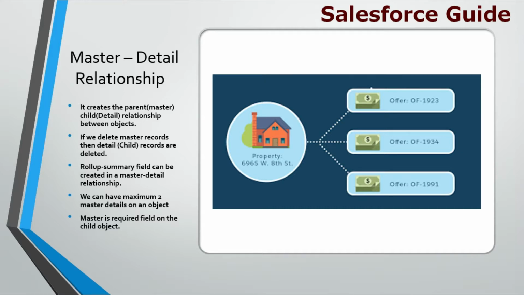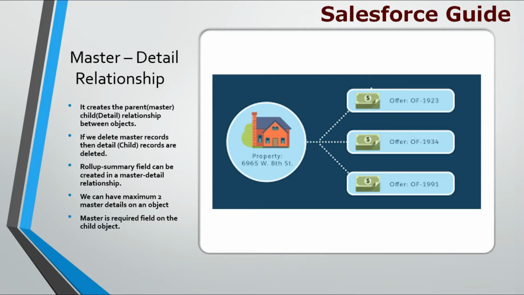Okay, so another benefit you get in the master-detail relationship is roll-up summary fields. Roll-up summary fields are some of the commonly used functions provided by Salesforce. They include sum, min, max, average. Such aggregate functions work on the child records.